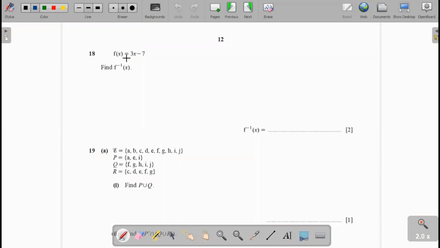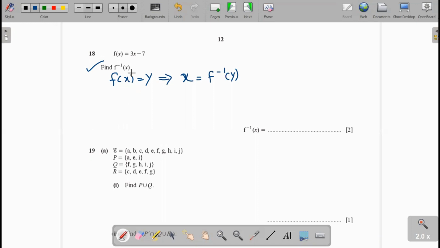Here, question 18: f of x equal to 3x minus 7. We suppose y equal to f of x. We suppose that f of x equal to y, that is, x equal to f inverse of y. We have to find f inverse of x.